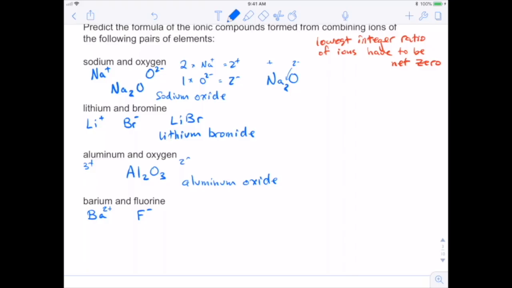Now, at this point, you can probably do it in your head and figure out that to get that to be net zero, for every 1 barium, you would have 2 fluorines. And we would call this barium fluoride. Now, some of you may have noticed already that bromine turned into bromide. Oxygen turned into oxide. Fluorine turned into fluoride. All right. So there's a reason for that, and it has to do with the nomenclature rules.